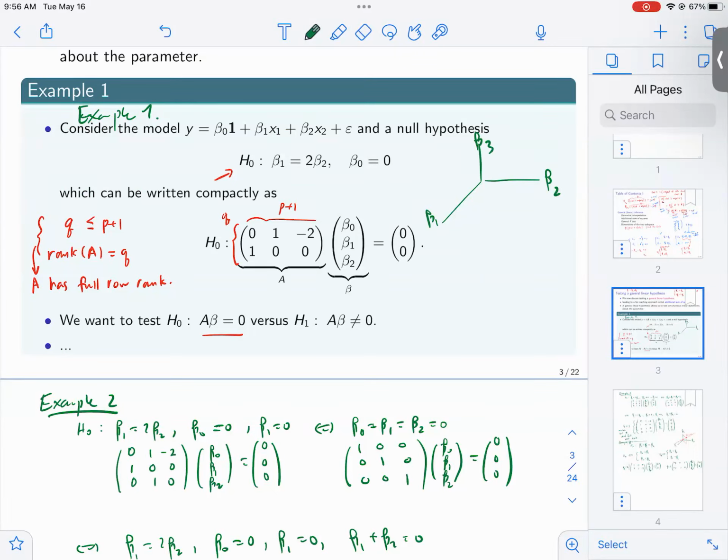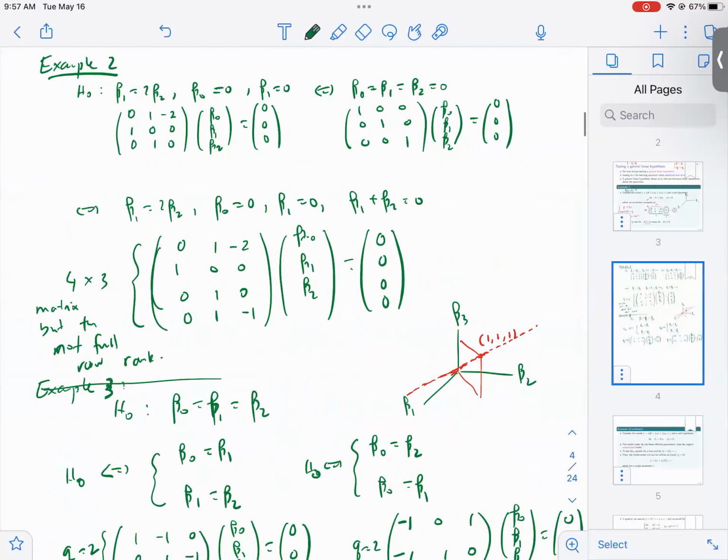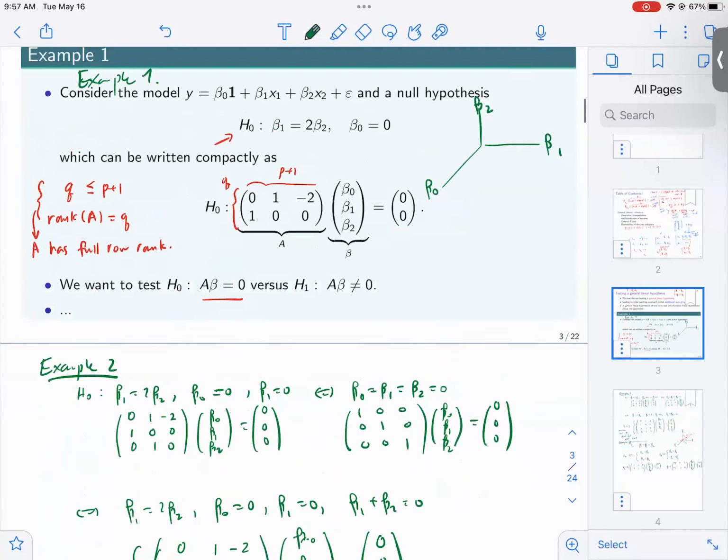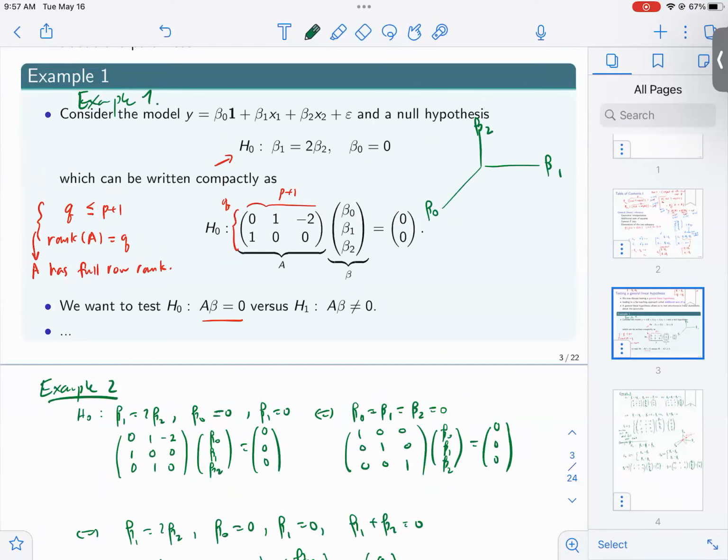Anyone know what this set would look like? We have, bad notation, beta 0, beta 1, beta 2. Same goes here, start from 0: beta 0, beta 1, beta 2. So what is this set?